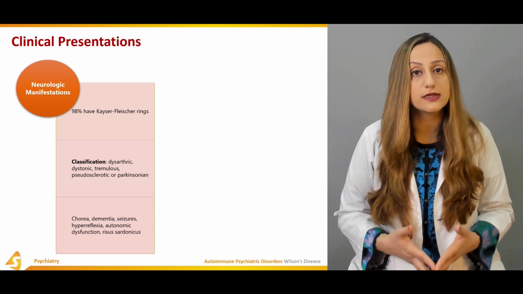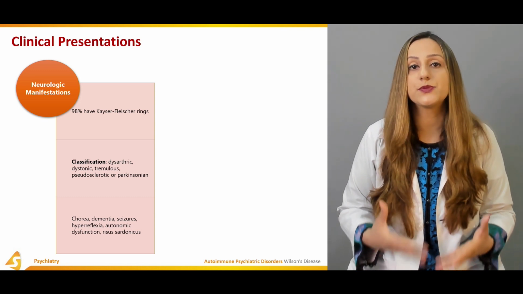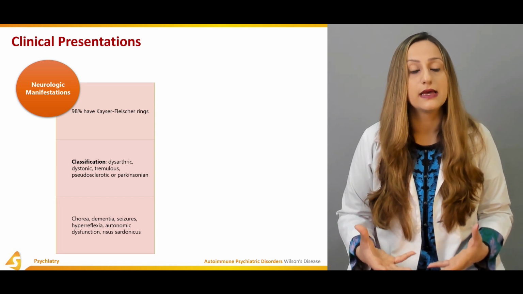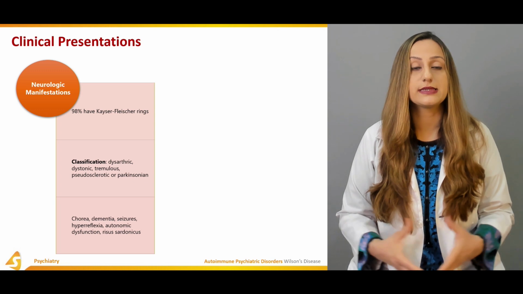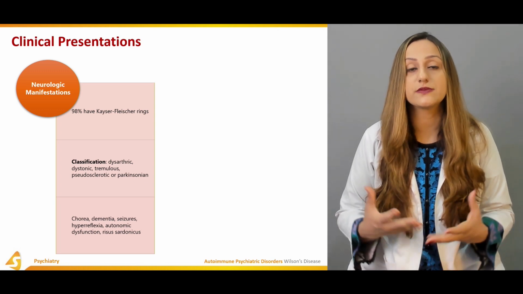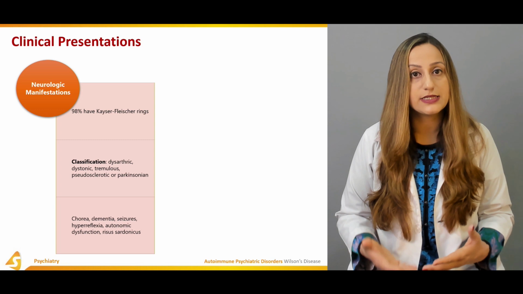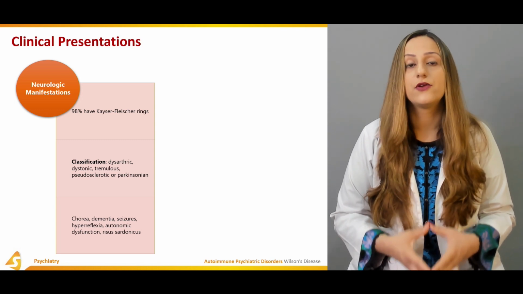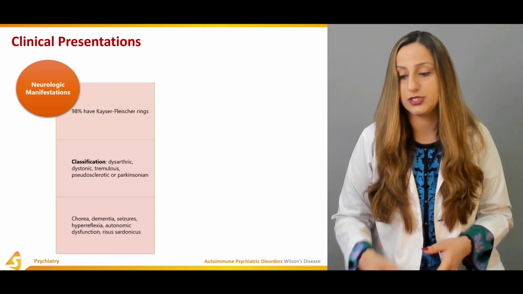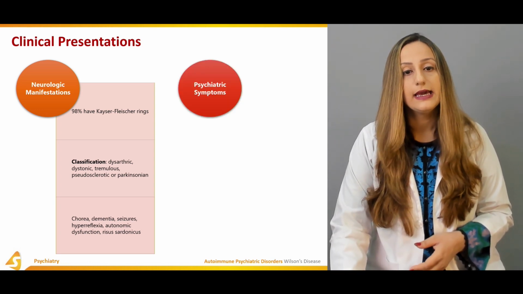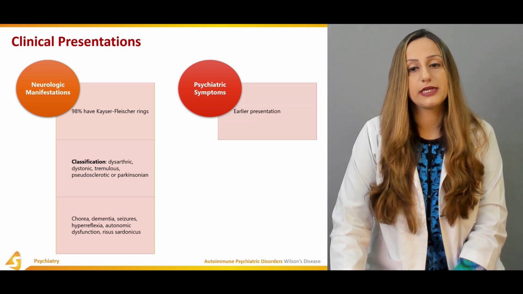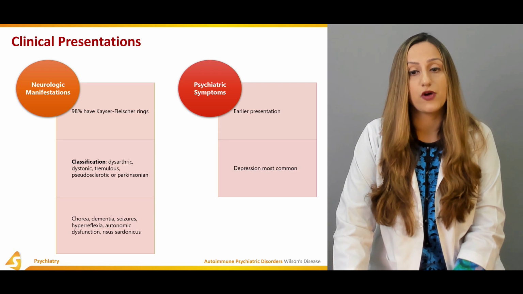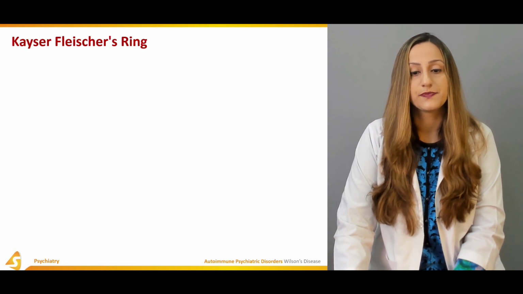Risus sardonicus is basically a grin-like position due to the spasticity of the facial muscles. There is a grin, or an expression of a smile on the face of these patients, but that is basically pathological and is regarded as risus sardonicus in these individuals. Then we can have the psychiatric complications. In the earlier presentation, depression is the most common psychiatric complication that is seen in these individuals.